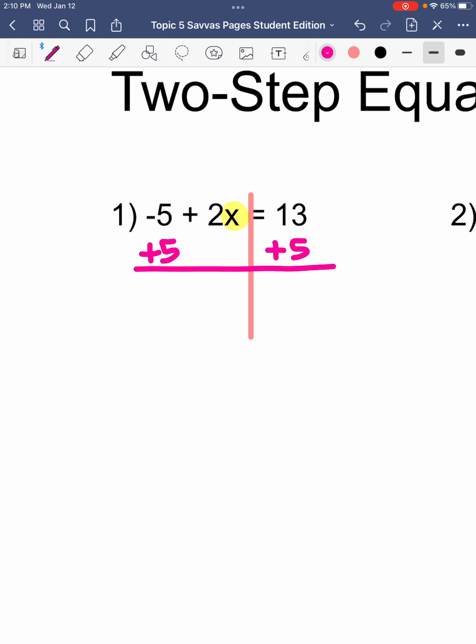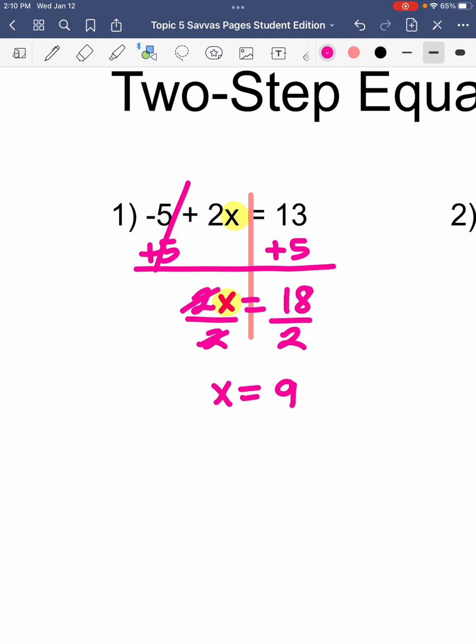So now on the side with the x, the 5's cancel out, and I'm left with 2x equals, now on the other side, 13 plus 5 is 18. Now, I'm still working to get that x by itself, and x is connected to 2 through multiplication. So how do I undo that multiplication? Well, I simply divide by 2, and I'm going to do that on both sides because that'll keep everything balanced. On the side with the x, the 2's cancel out, x is by itself, and on the other side, 18 divided by 2 is 9. So x equals 9 is my solution.